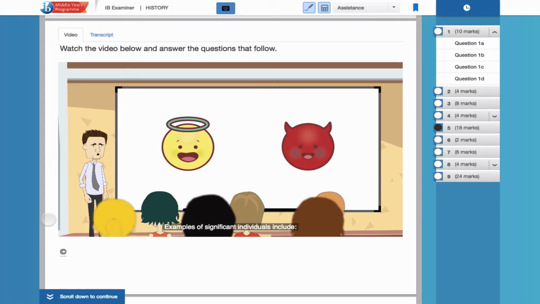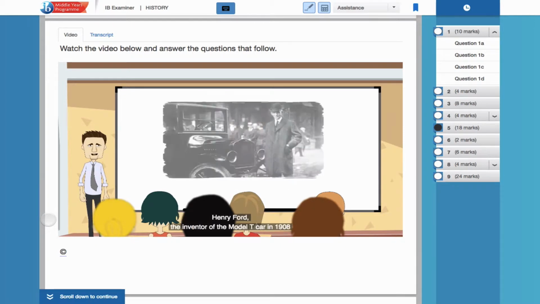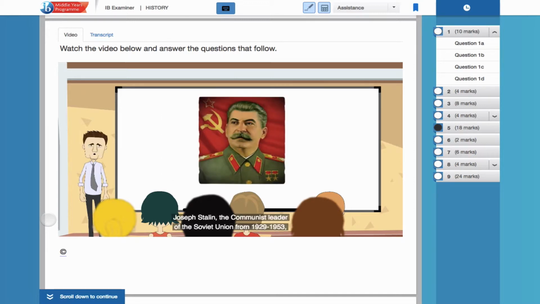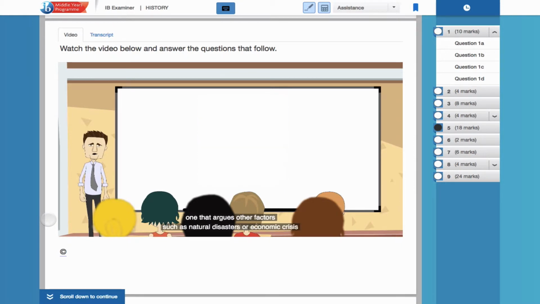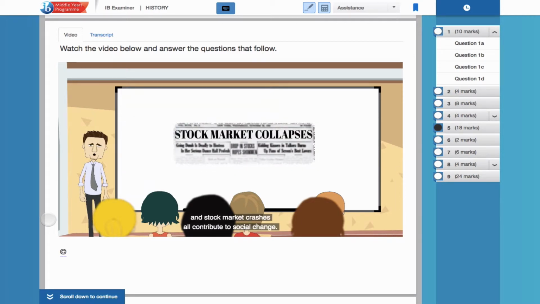They may want to generate change for good or bad reasons. Examples of significant individuals include Martin Luther, a religious reformer of the 16th century who established the Protestant religion that still exists today; Henry Ford, the inventor of the Model T car in 1908, which changed the way we travel forever; Joseph Stalin, the communist leader of the Soviet Union from 1929 to 1953, who transformed Russian politics and society overall. However, there is another view to this debate, one that argues other factors such as natural disasters or economic crisis change the behavior of societies. Earthquakes, poor agricultural harvests, and stock market crashes all contribute to social change.